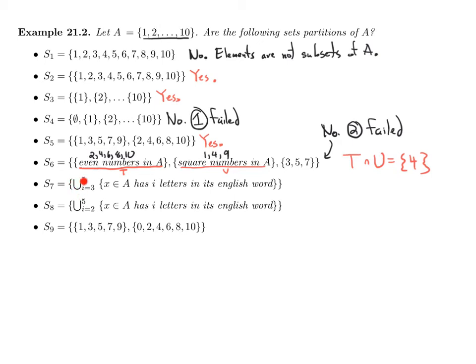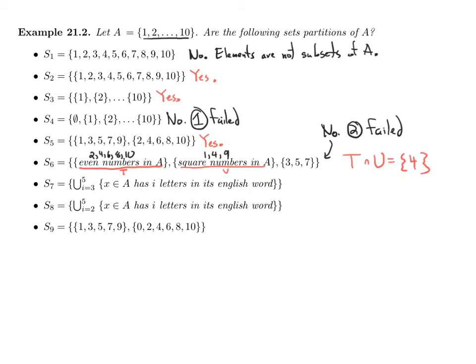So here we have an indexed union of sets. It goes from i equals 3 to 5, and it says that each set has the numbers in A that have i letters in their English words when you write them out.